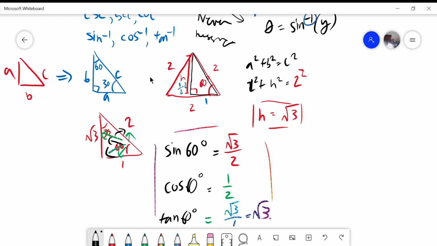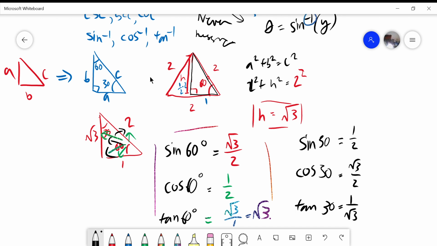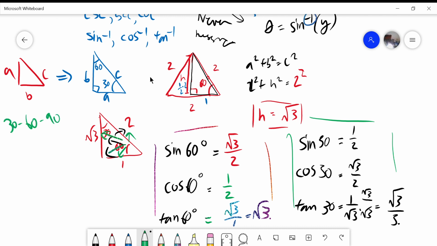Now let's move on to 30 degrees. It's almost the same thing, except some things are flipped around. If you do the same type of thing we did over there, you get that sine is 1/2. Cosine is root 3 over 2, and tangent is 1 over root 3. Rationalizing the denominator, tangent of 30 is also equal to root 3 over 3. These are all the special values you need to know for this triangle. This is called the 30, 60, 90 triangle.